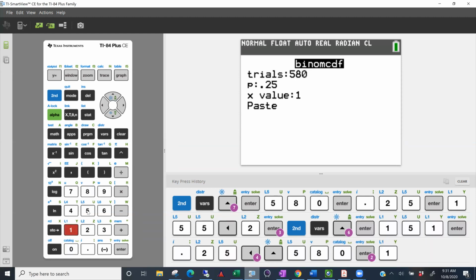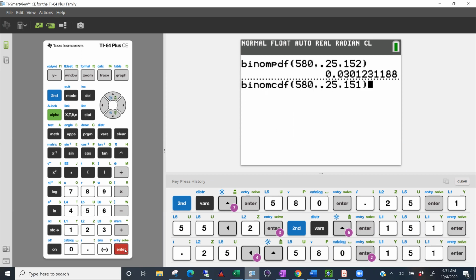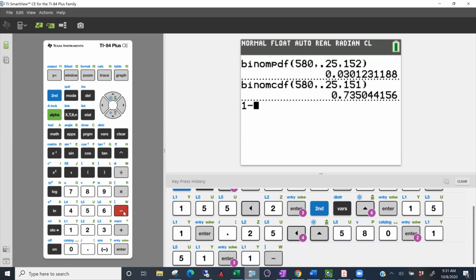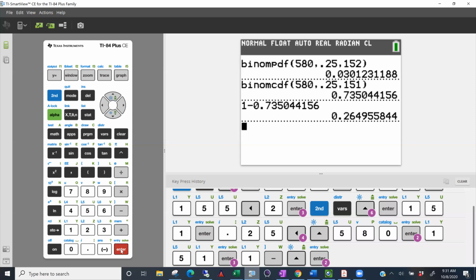And then X value is 151. Enter. Now I want to take 1 minus that. So a fancy way to do that: I want to take 1 minus the previous answer, so let me just go up there and grab that. I'll hit the up arrow and press enter. It brings it down and puts it where I want it. There you go. 0.265 again. Cool.